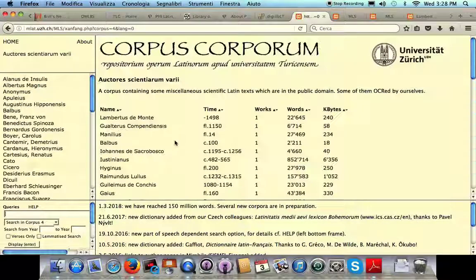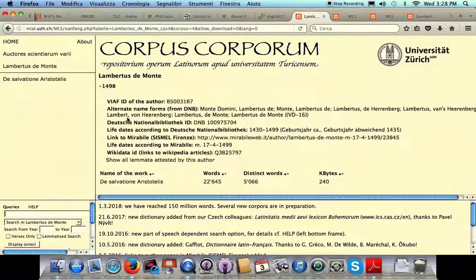So we can go to Lambertus. Then we get a list of the texts we have by this author, which in this case is only one text. And here we get further information about the author, which is basically a collection of links. The VIAF link I told you before is clickable.